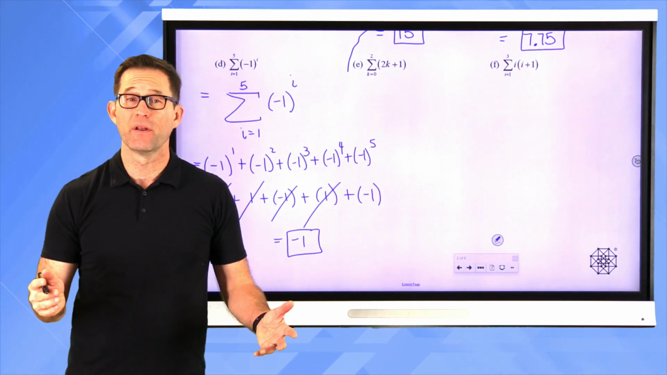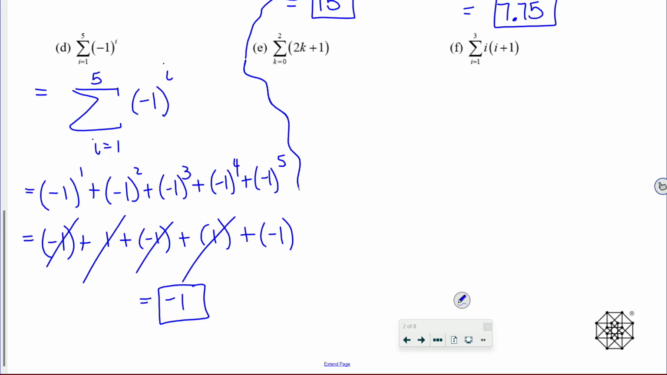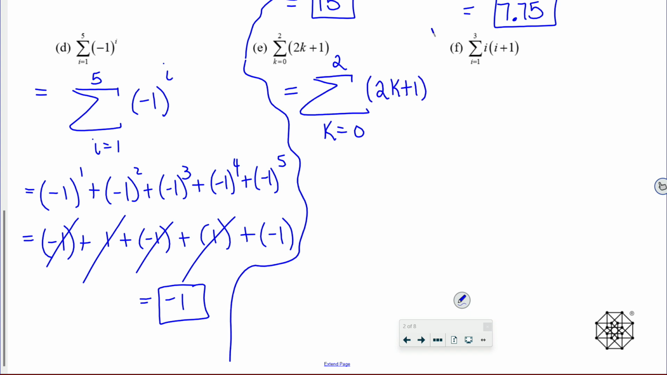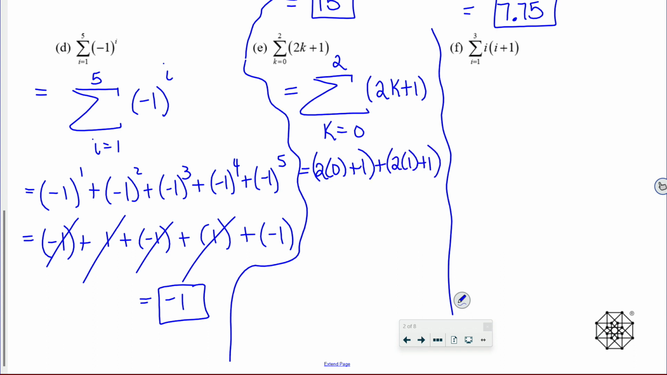Simple enough. Let's take a look at letter E. In letter E, we've got the summation k equals 0 to k equals 2 of 2k plus 1. A little bit more of a complicated expression in there. So that's going to be 2 times 0 plus 1, maybe I'll put all that in parentheses, plus 2 times 1 plus 1, plus 2 times 2 plus 1, plus 2 times 3 plus 1. Give myself a little bit more room there. That doesn't look like a plus 1, so maybe make it a little bit neater.